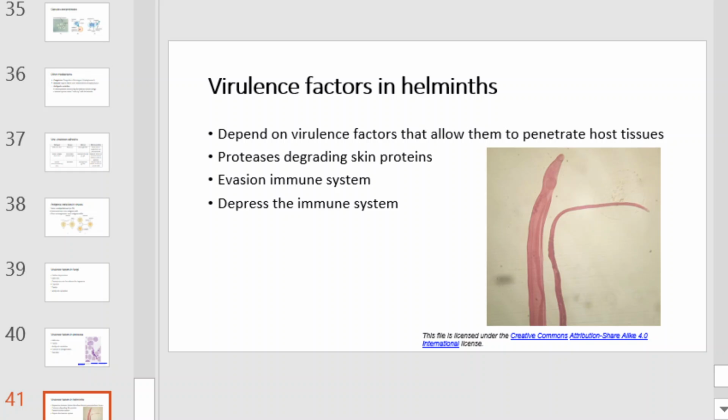Virulence factors in helminths. Helminths are multicellular parasitic organisms, worms, and their virulence factors depend on conditions needed in order to help them penetrate host tissues. They can produce proteases to degrade skin proteins, evasion of the immune system, and depression of the immune system.